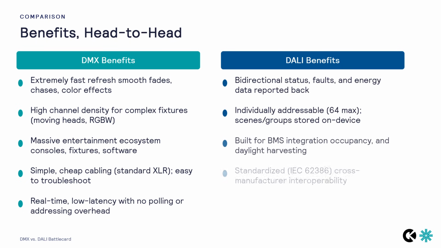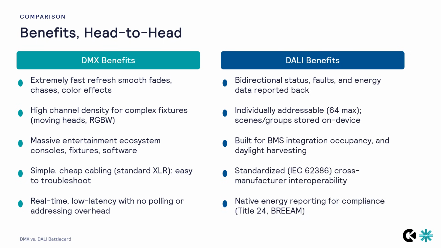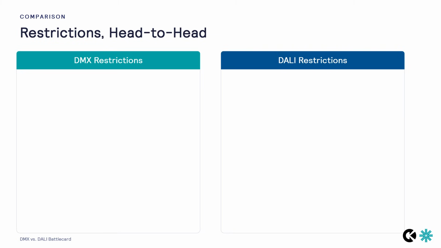On the DALI side, the benefits center around reporting, diagnostics, interoperability, occupancy integration, daylight harvesting, and operational efficiency. These capabilities make DALI particularly valuable in projects where lighting is primarily supporting building operations rather than serving as a visual feature. Commercial offices, educational facilities, healthcare environments, and energy-focused buildings are common examples. The key takeaway is that the strengths of each protocol are a direct reflection of the environment for which it was designed. Every control protocol involves trade-offs.